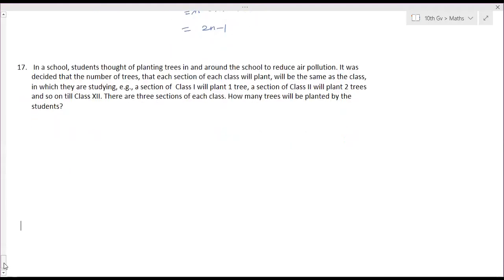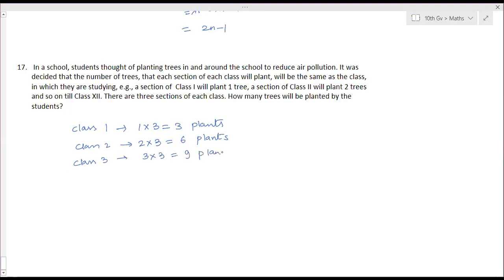Class 1 will plant the number of trees planted. For that, class 1, 1 tree each, that is 1 into 3, 3 plants. Class 2, 2 into 3, 6 plants. Every section will plant 2 trees because its class number is 2. So 3 sections are there. So 2 into 3, 6 plants. Class 3, 3 into 3, that is 9 plants. Class 12, 3 into 12, 36 plants. So 36 plants are planted by class 12 students.